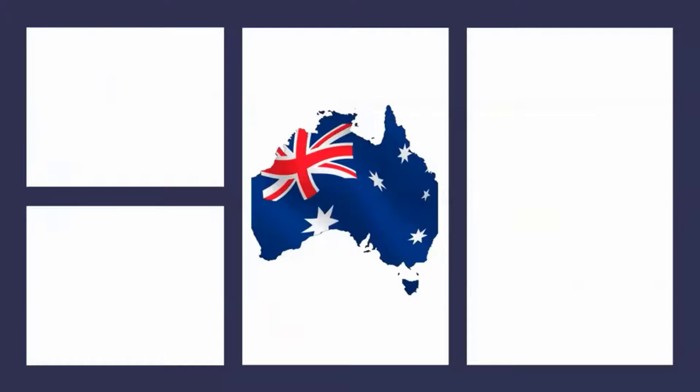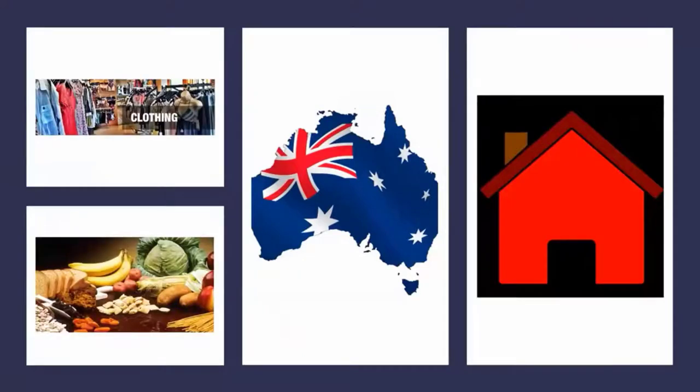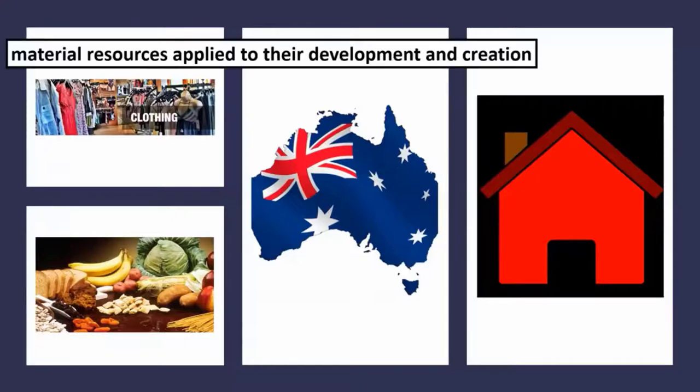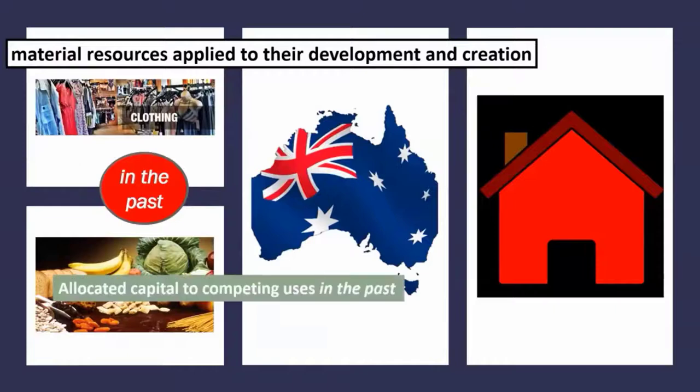Ever wondered why in Australia we have plenty of food, clothing and shelter? Why we have cars and phones and entertainment options, hospitals and medical centres and indeed tertiary institutions? Real, genuine, grinding poverty has been largely, though not totally, eradicated in our country. All aspects of our economy and society have required material resources to be applied to their development and creation in the past. They did not just come out of thin air. Previous generations have left an economic and social legacy for us based partly on how well or how poorly they have allocated capital to competing uses in the past.